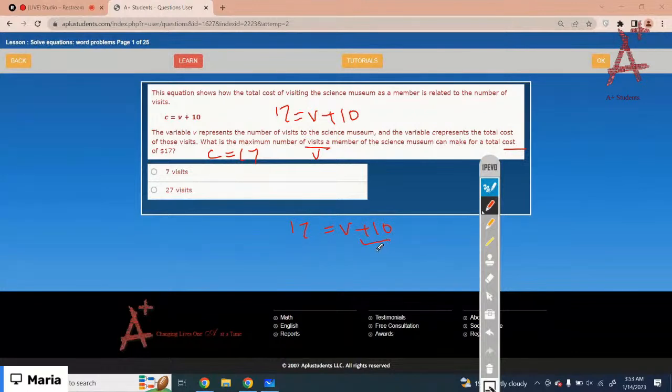Opposite to addition is subtraction. So just subtract 10 both sides. Got it? It would be 10 minus 10 is 0 and V equals 17 minus 10, which is 7. That means 7 visits. When the cost is $17, the total visits to the museum is 7. Got it? So the correct option is 7.